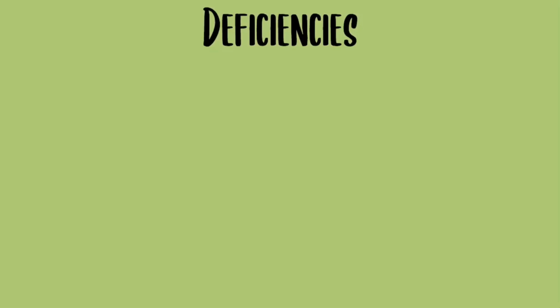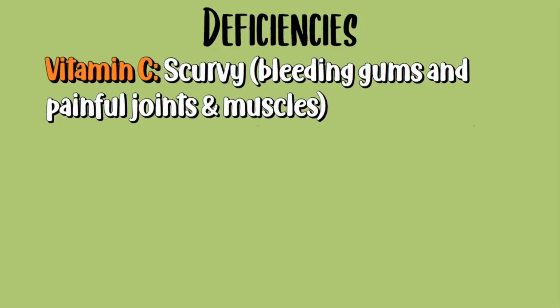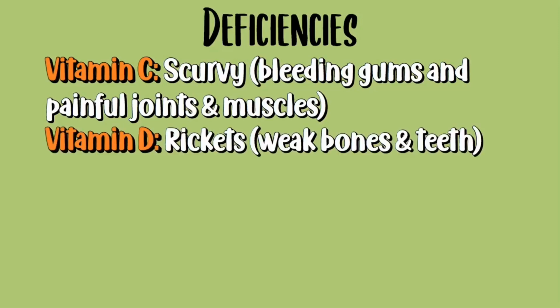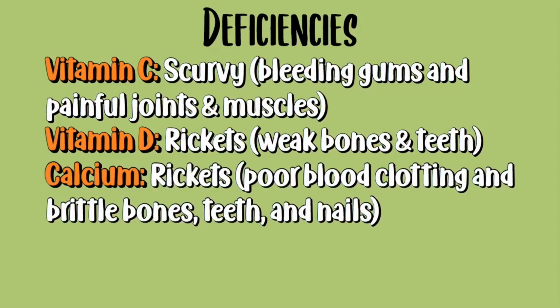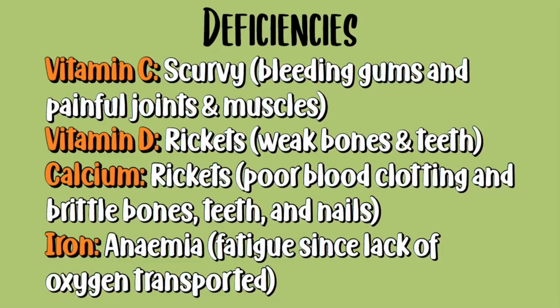Deficiencies are when we lack some of these nutrients. So, for example, lack of vitamin C could lead to scurvy, which is bleeding gums and painful joints and muscles. Lack of vitamin D causes rickets, which are weak bones and teeth. Lack of calcium also causes rickets, which are poor blood clotting and brittle bones, teeth, and nails. Lack of iron causes anemia, which is fatigue, since there's a lack of oxygen transport.